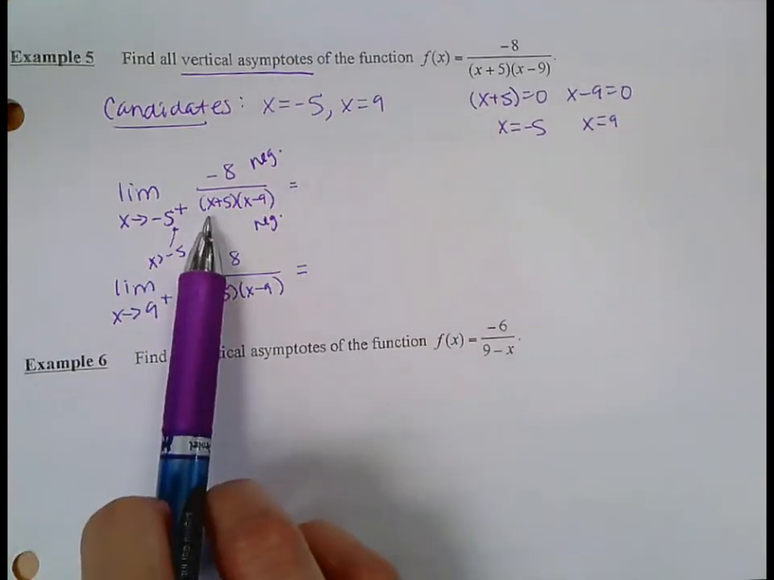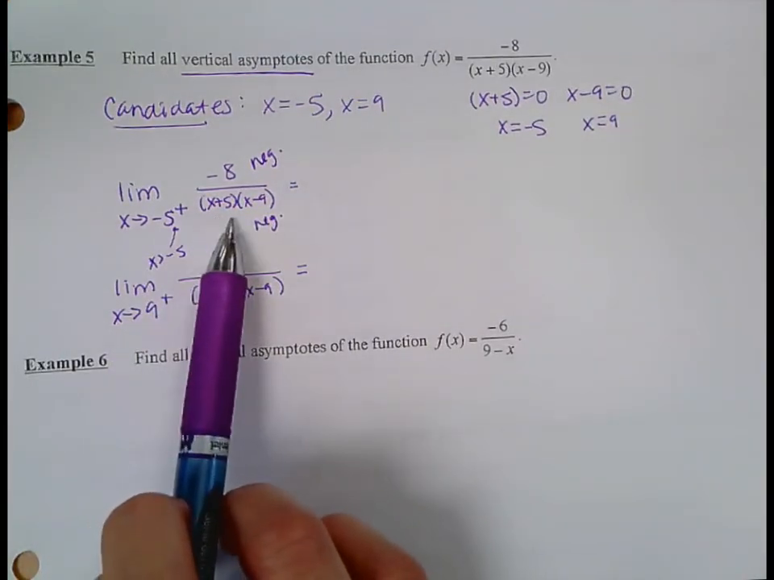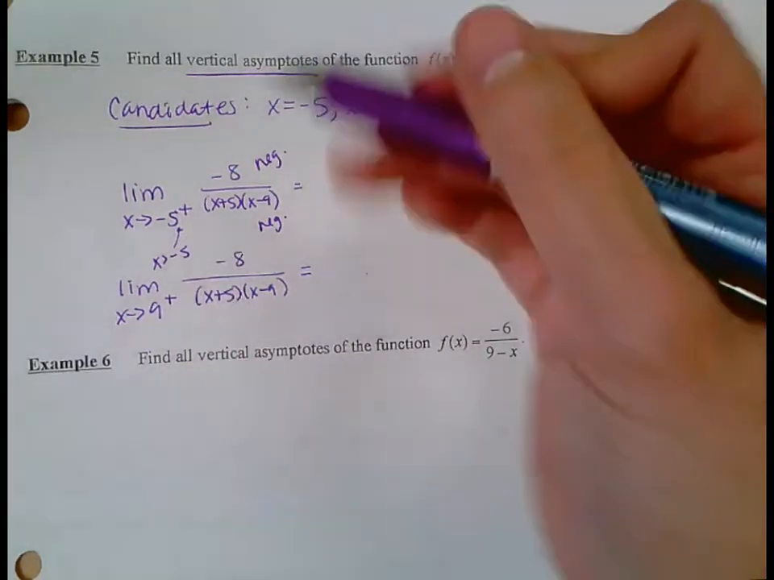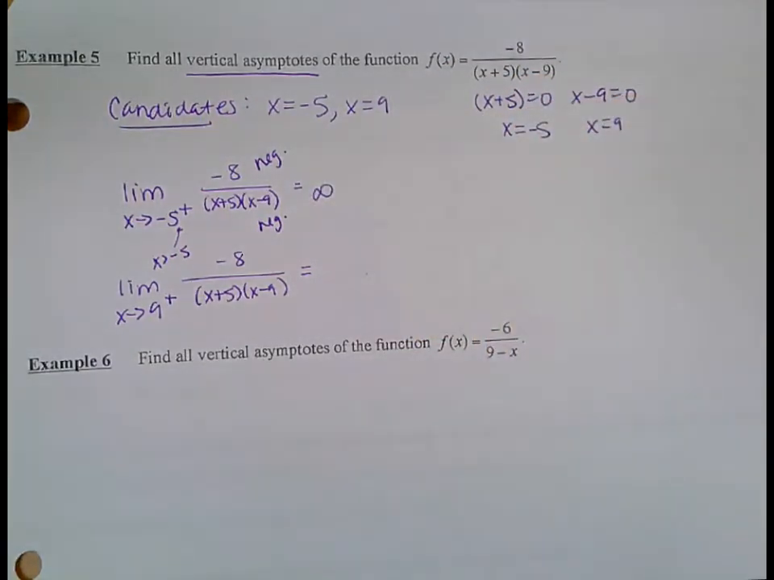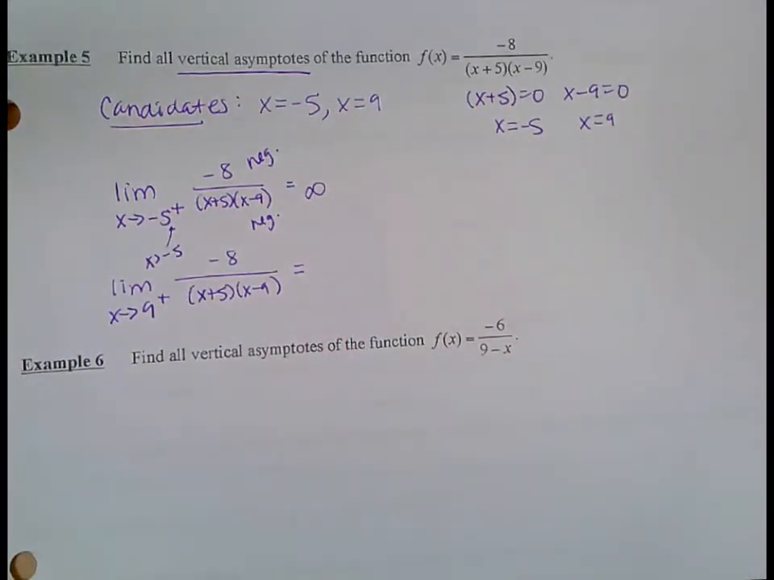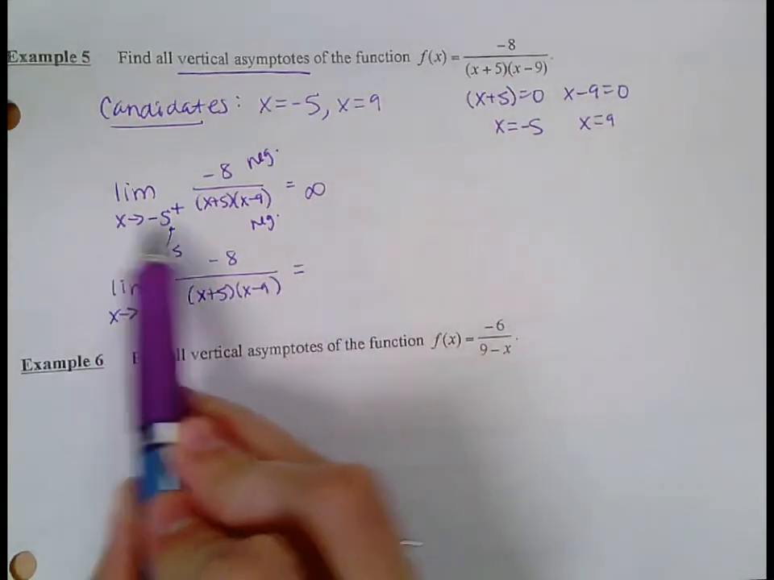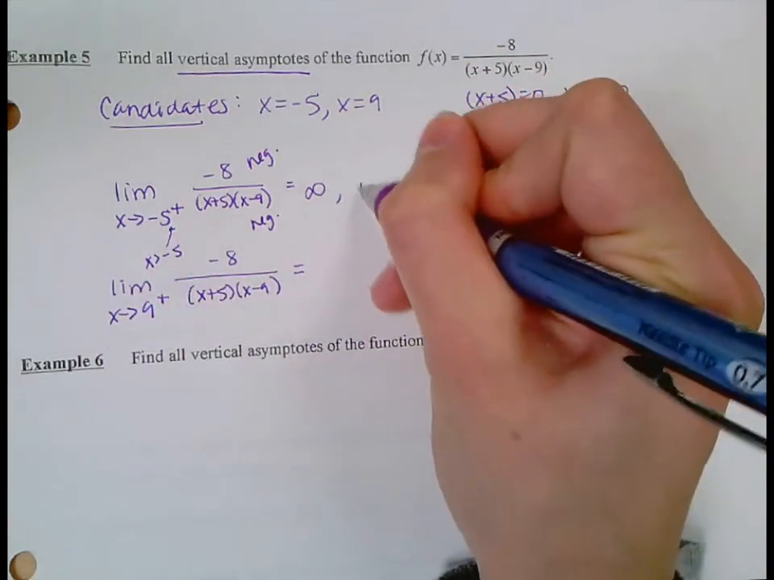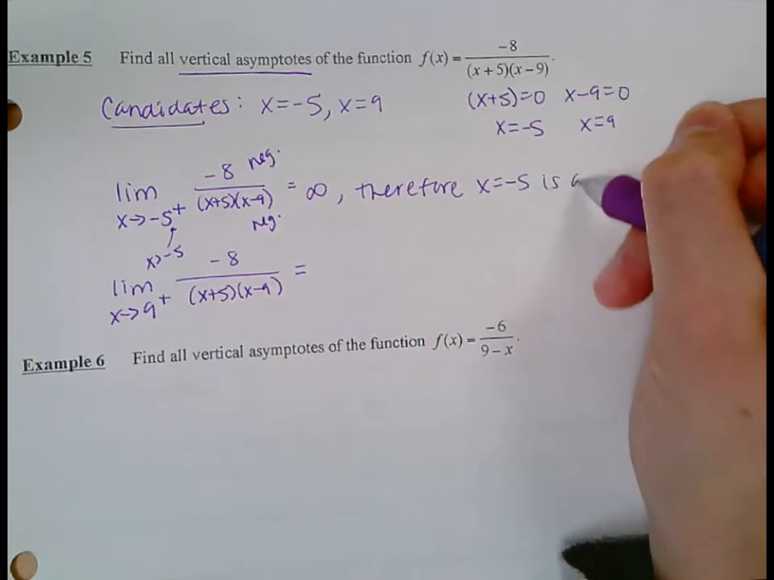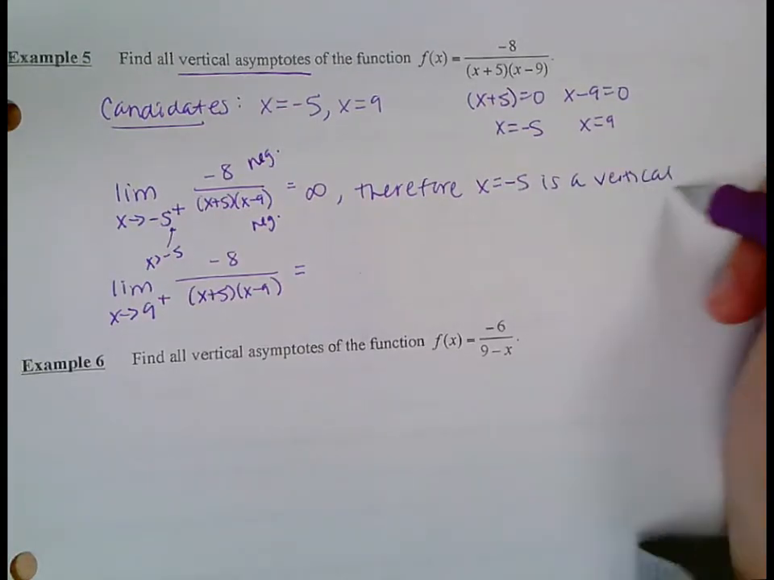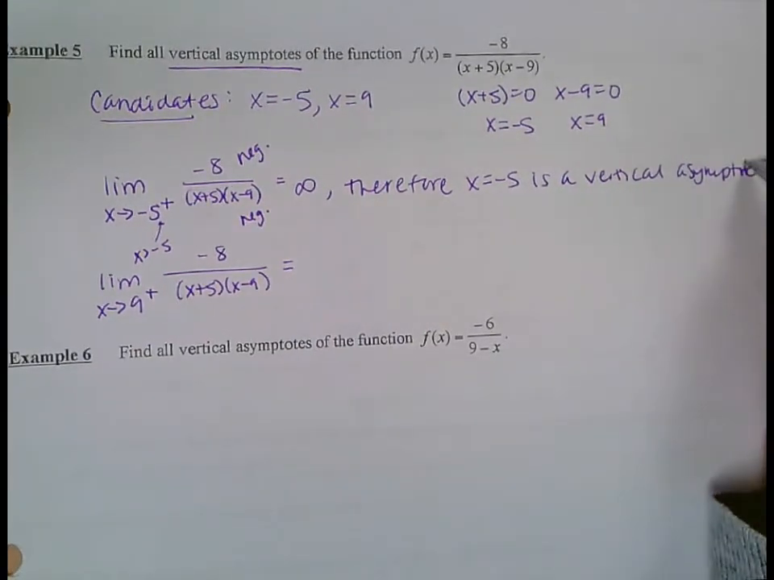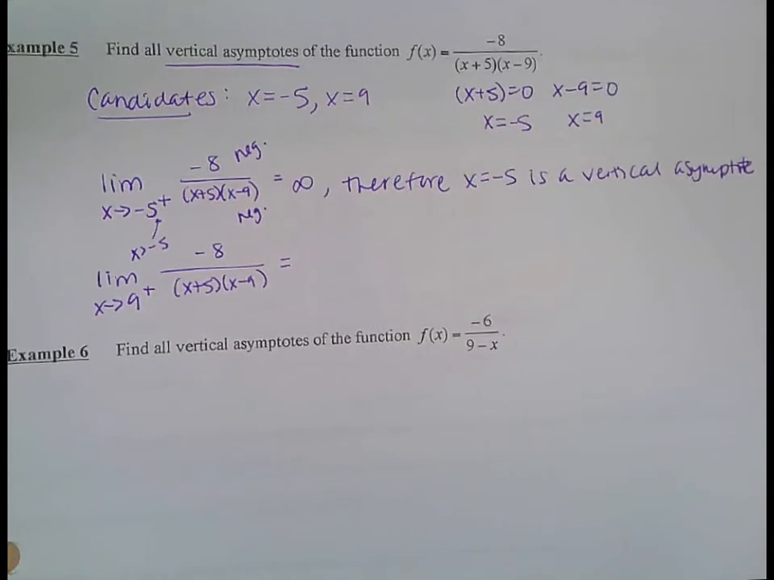All right, so this term here, x plus 5, would be positive if your numbers are bigger than -5, but the x minus 9 would be negative. The product would be negative. So that means this is approaching positive infinity. This tells me there's a vertical asymptote at x equals -5. So because of this, I can say, therefore, x equals -5 is a vertical asymptote. And I blended my T and my E there, sorry.